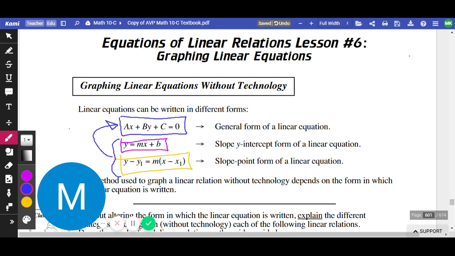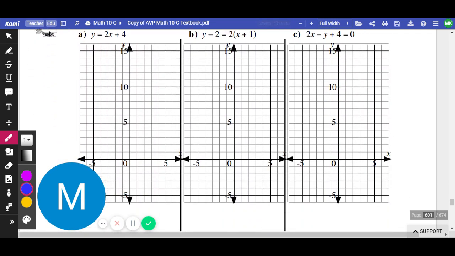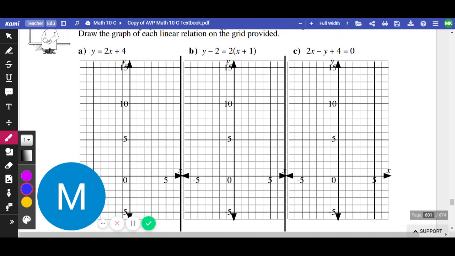Awesome. So now what we're going to do is take equations and graph them by hand. We've graphed in the past using our calculators, and we've done a little bit by hand, but only with slope y-intercept. Now we're going to look at other forms and graphing them by hand. So if you look down here, we should have 3 examples of all 3 different types of equations.